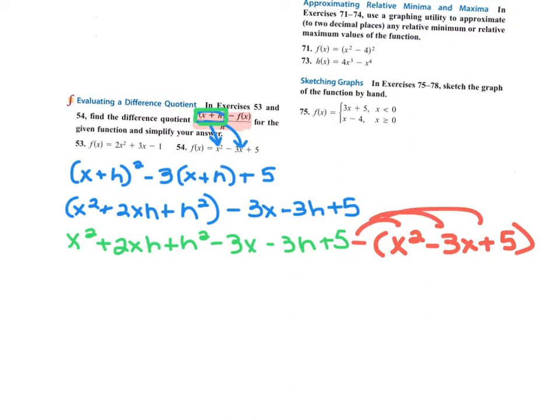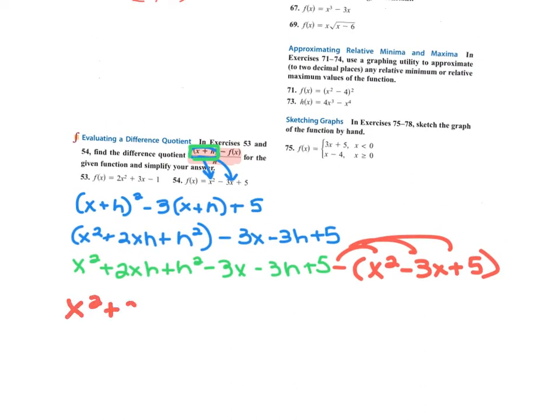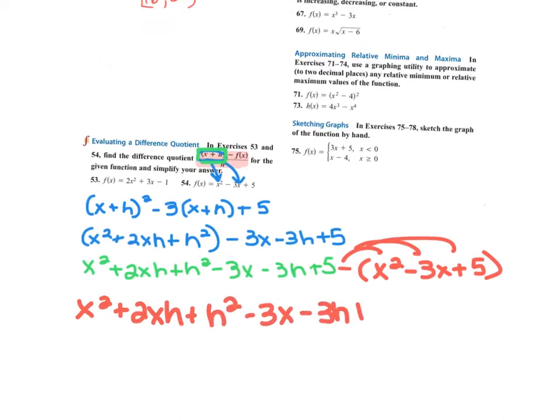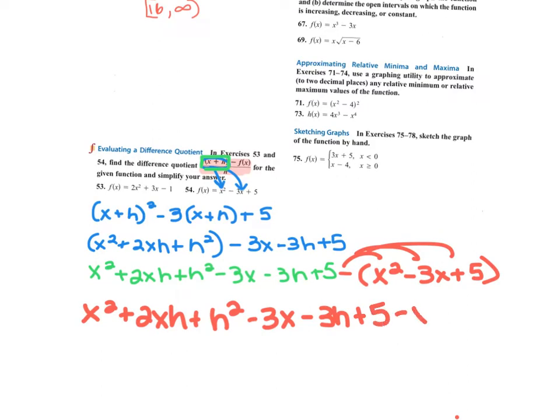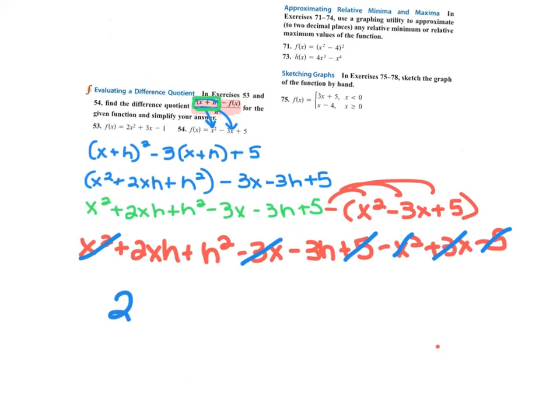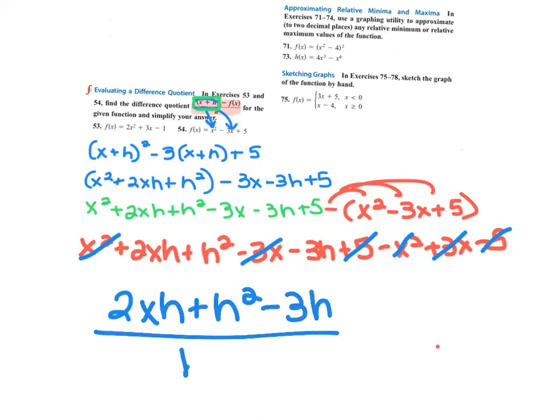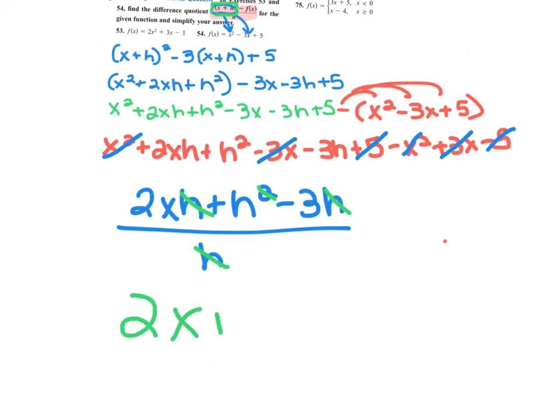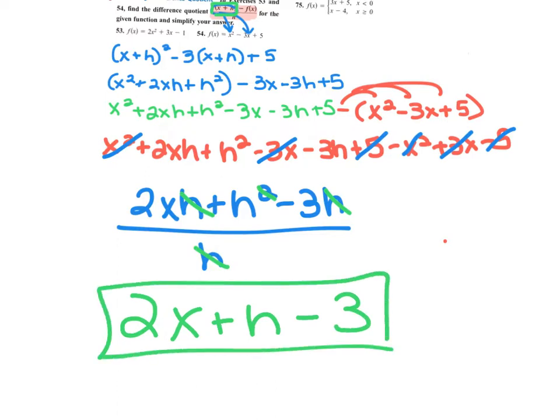This negative goes to each term. So now I've got x squared plus 2xh plus h squared minus 3x minus 3h plus 5 minus x squared plus 3x minus 5. Once you do that step, you should be able to cancel things out. I've got a positive x squared and a negative x squared, a negative 3x and a positive 3x, a positive 5 and a negative 5. All of it goes over h at the end. And then all the terms have h, and I end up with that.